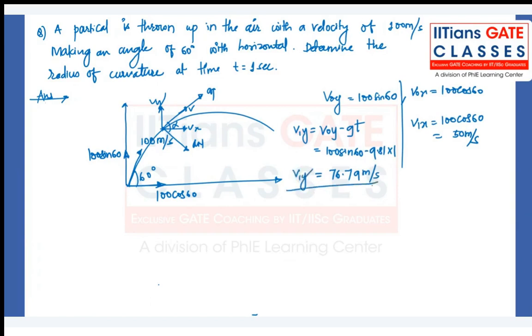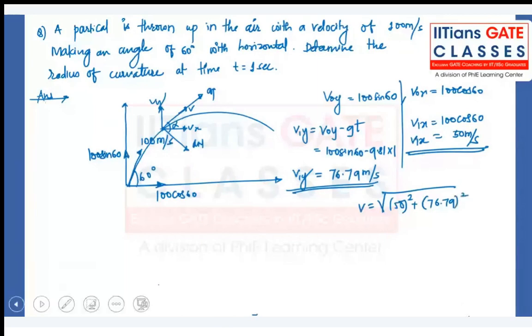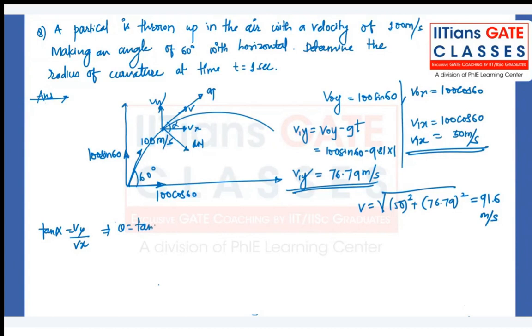We got the value of V1X, we got the value of V1Y. And now we can calculate the square root of 50 squared plus 76.79 squared. That is 91.6 meters per second. So we got the value of V. What will be the value of tan of alpha at that time? That will be Vy by Vx, right? This implies alpha is equal to tan inverse of 76.79 divided by 50. It is 56.9.